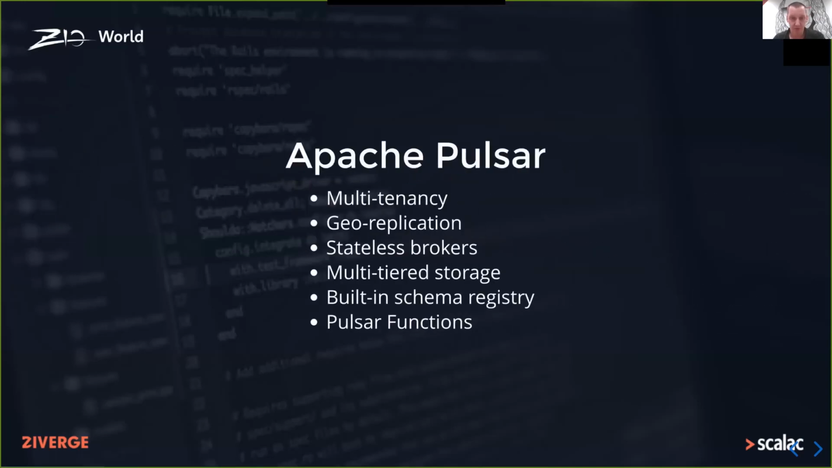Apache Pulsar has many features that we want from our streaming platform. It has multi-tenancy, it has geo-replication, it has stateless brokers. That feature allows us to separately scale our brokers and our storage. It has multi-tiered storage. It has a built-in schema registry. It has Pulsar functions, and all of this out of the box without any add-ons.